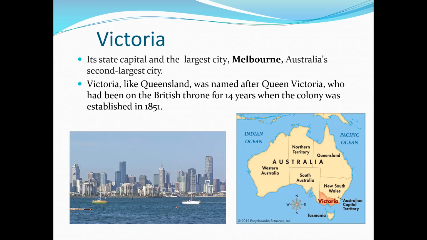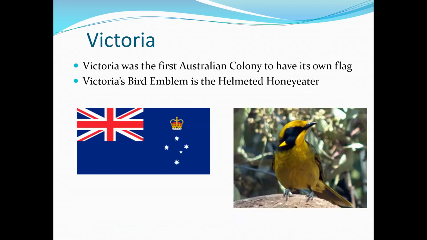The main products in this state are sheep and wheat. Victoria was the first Australian colony to have its own flag. Its bird emblem is the helmeted honeyeater.